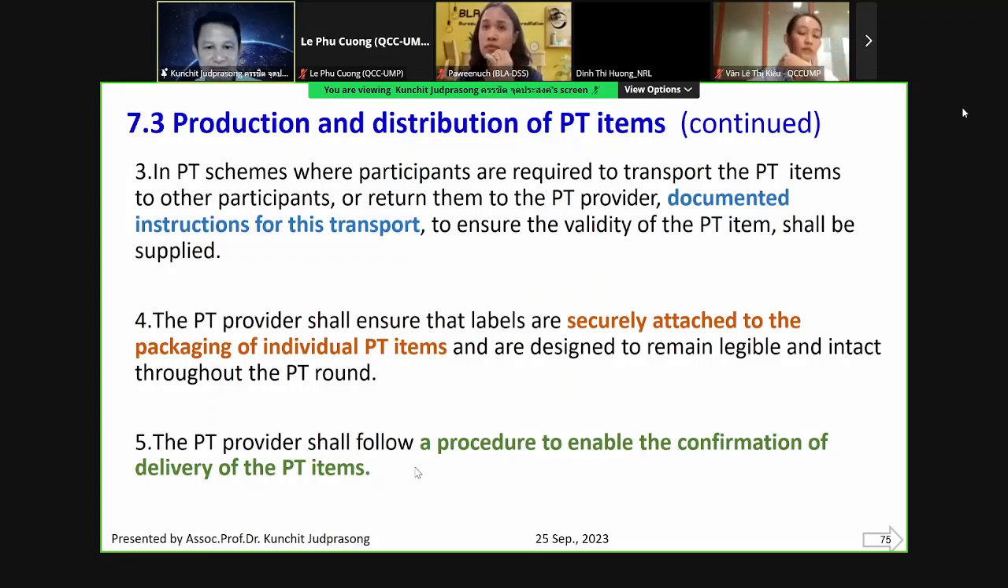The PT provider shall follow a procedure to enable confirmation of delivery of the PT item. So this means you have to make contact with the logistics system that you use. I don't know whether you have it in your country, but nowadays they have online checking that the test item is delivered directly to the participant. So we have tracking. We can call the tracking system so we know where the PT sample is in transport or when it arrives at the laboratory.